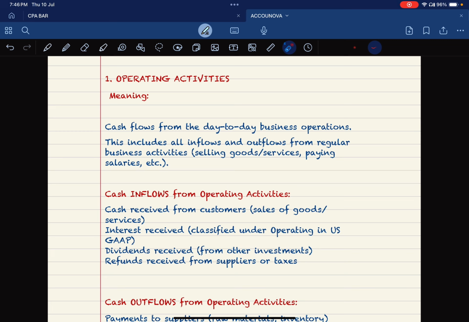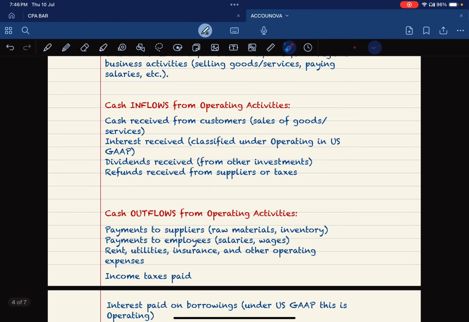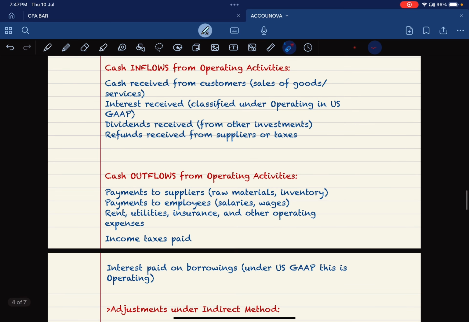Okay. So that's what the cash flows from the day-to-day business operations are. This includes inflows and outflows from regular business activities, selling goods or services, paying salaries, etc. So these will be under operating activities. Let's not worry about how to divide, but let's look into the examples that we will discuss later in an illustration that we will be solving in the coming session. But let's understand briefly, on a macro level, what the examples of cash inflows and outflows from operating activities are. Cash received from customers.